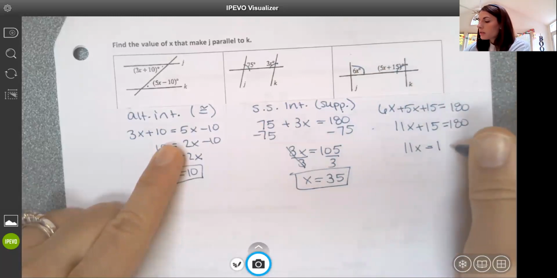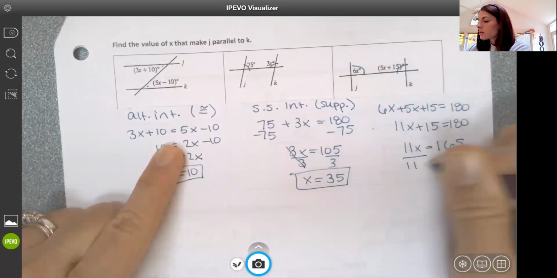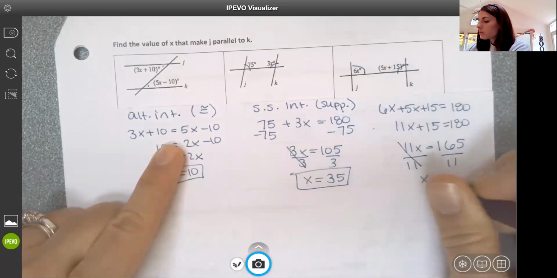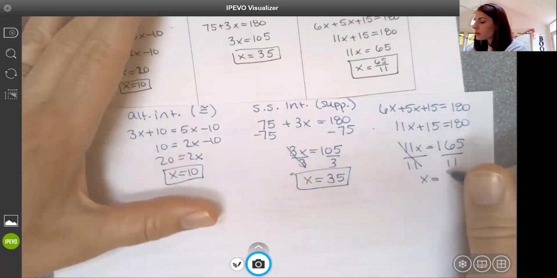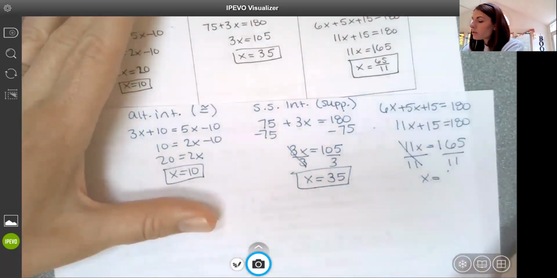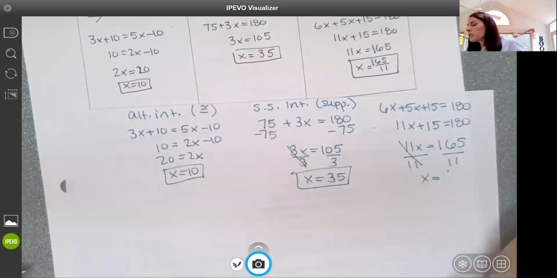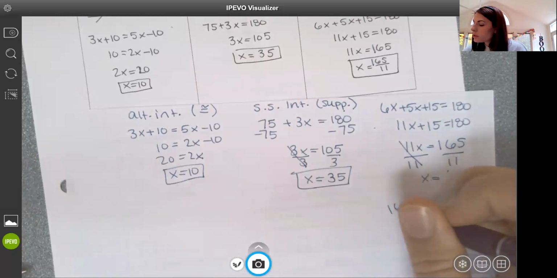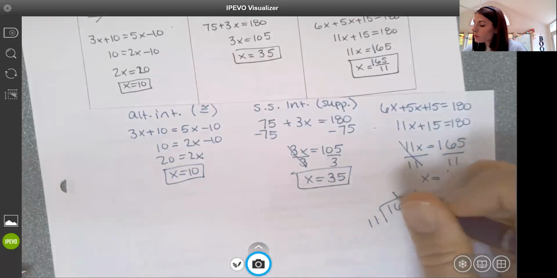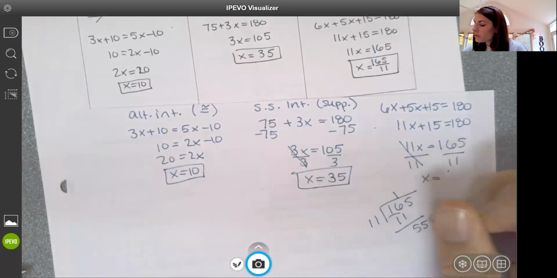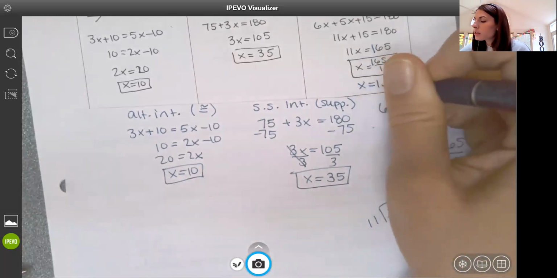11x equals 165. Divide by 11. And x equals, I just had left it as 165 elevenths. Does 11 go into that at all? 11 would go in, let's see, I think it does. 165 divided by 11, once gives me 55, 5. It goes in 15 times. x equals 15.